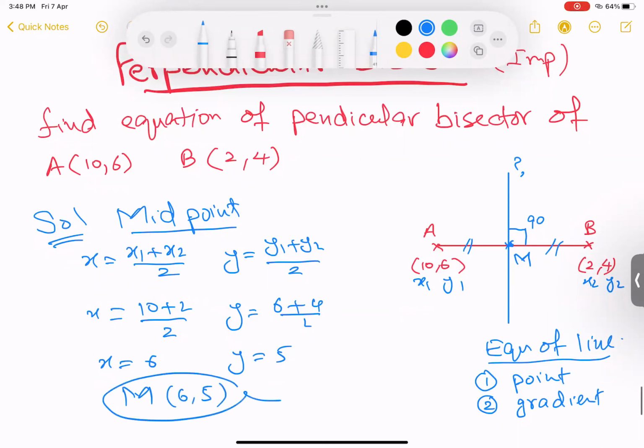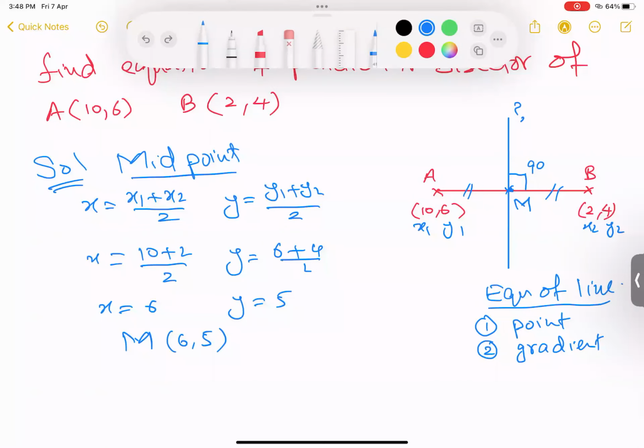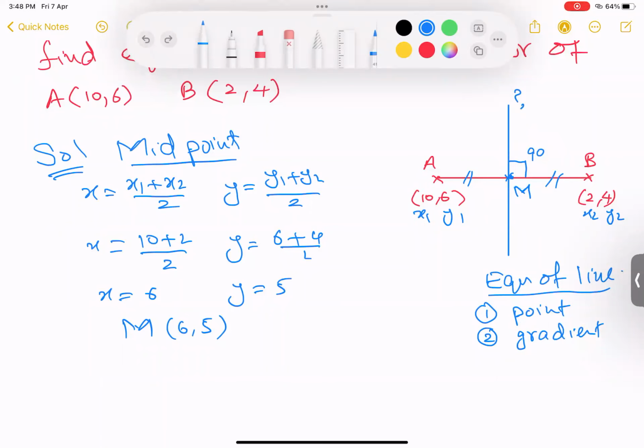Alhamdulillah, one point on the blue line we have. So we gained the point. Then what is missing now, students? The gradient of the unknown line. But you know about this 90 degree, and we know it very well. If I find the gradient of line AB, I write m subscript AB, the small AB written under it is called a subscript. I write this so I can understand it is the gradient of line AB.